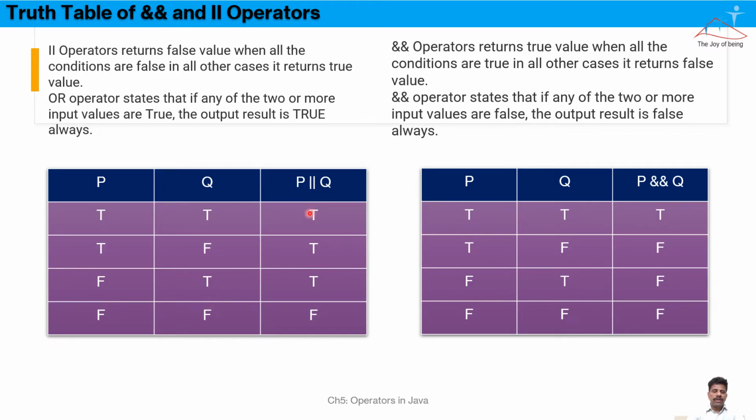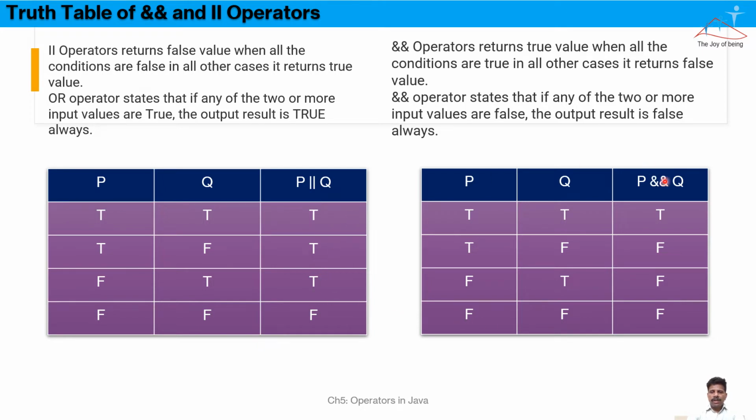So you can see here in the truth table, the OR operator is returning a false value when all the conditions are false. In all other cases, it returns a true result. You can consider even 100 conditions. If 99 conditions are false and one condition is true, then the overall OR operation will return a true result. In only one case, the OR operator will return false, when all the conditions are false.